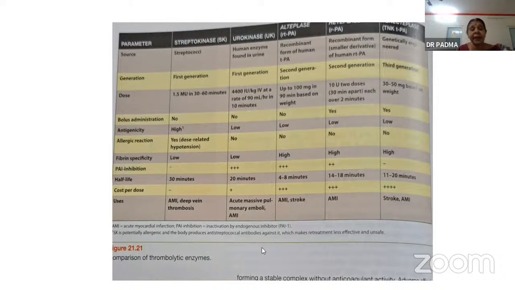So it forms antibodies. When there are antibodies, they will remain in the body. So whenever a further attack is there, they try to negate it. For that reason, you have to give a very high dose, and so it is given in 1.5 million units in 30 to 60 minutes as an IV infusion. Why such a high dose?